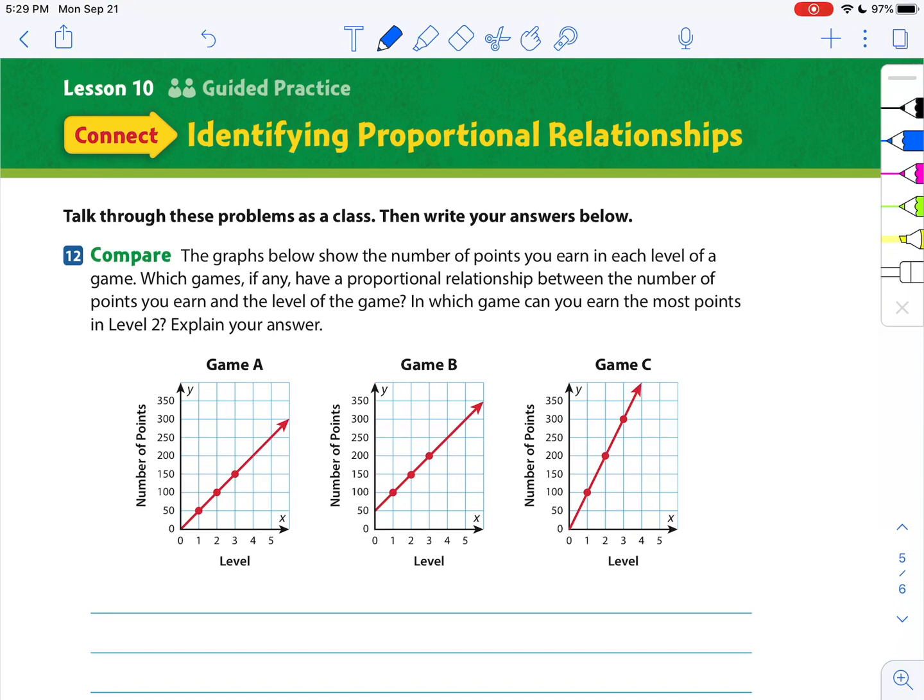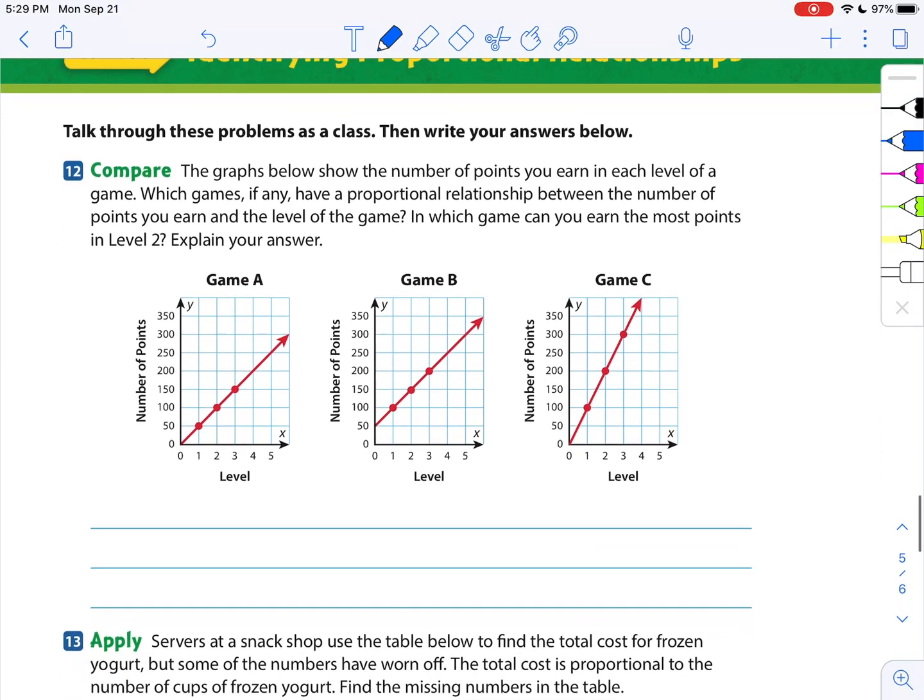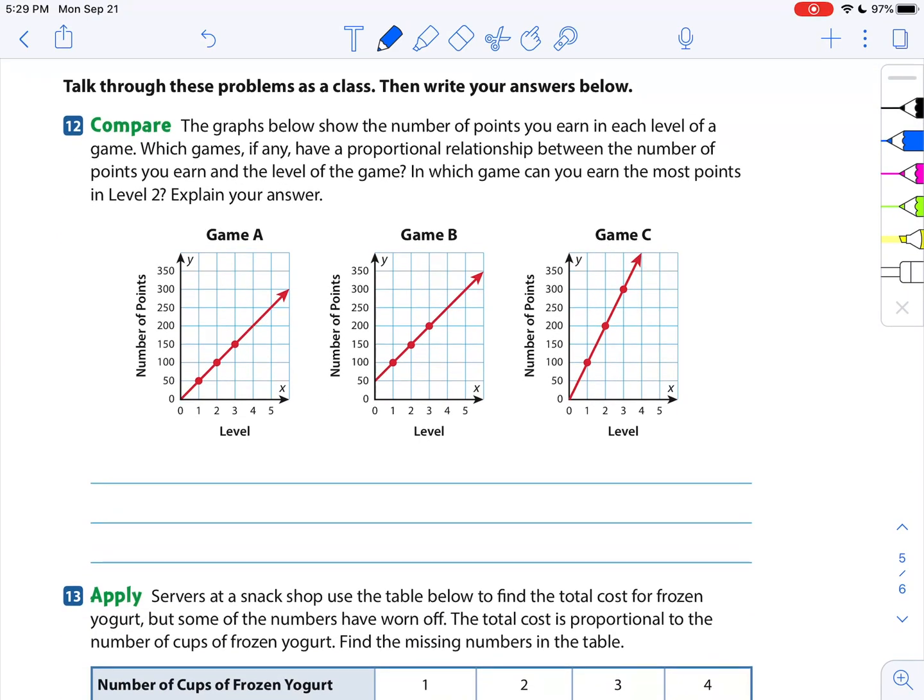Remember, taking a look at a graph, you must have a straight line that passes through your origin for it to be a proportional relationship. So when we take a look at games A, B, and C, we can see that game B does not go through the origin. So game B cannot be proportional. Therefore, games A and C are proportional.